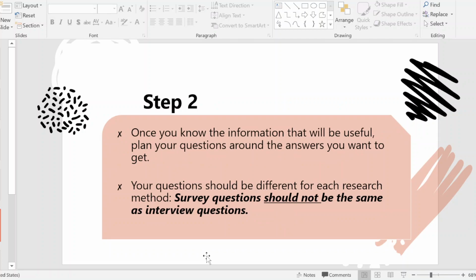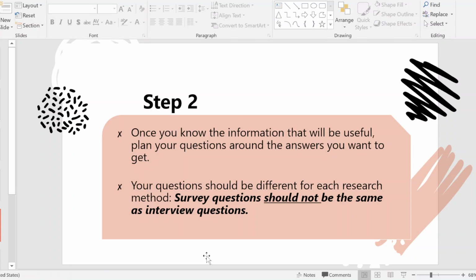Once you've thought about all this stuff, your survey questions should not be the same as interview questions. Okay, this has happened to me quite a bit. If you're planning a survey, you're planning that for a particular target audience. If you're planning an interview, you are planning that for a particular person. Yes, you can have some similar questions, absolutely, but I would expect you to be catering to your target audience.